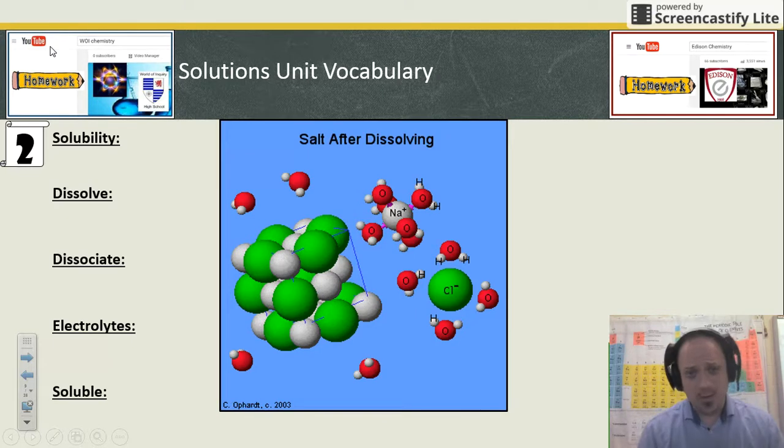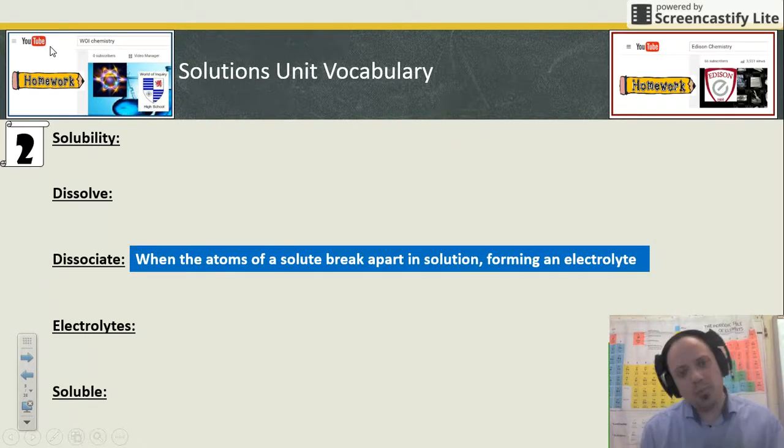Dissociate, another word. This is what ionic compounds do. Only ionic compounds do this. When an ionic compound touches water, the positive and the negative ions can actually separate from each other, which is what allows the water to conduct electricity. But the simple definition of dissociate is when the atoms of a solute break apart, forming an electrolyte.